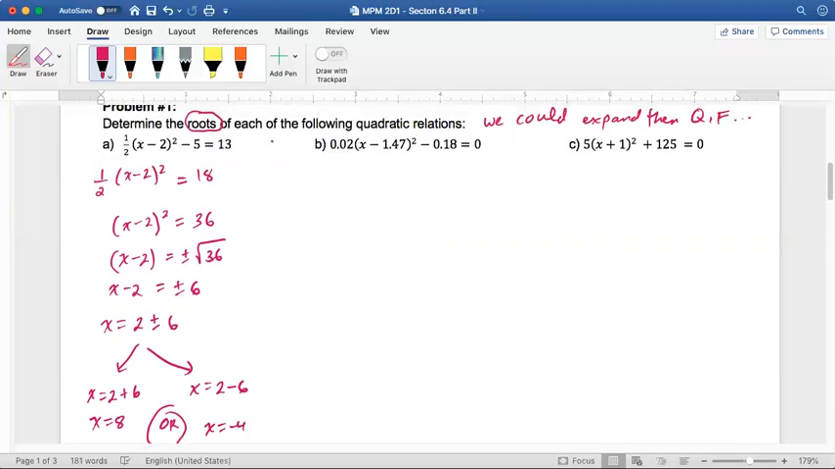And question B, again, is very similar to the first one. We'll start by bringing this negative 0.18 to the other side. So we'll have 0.02 (x minus 1.47) all squared is equal to positive 0.18. We'll eliminate this 0.02 by dividing both sides by the number out front of those brackets.